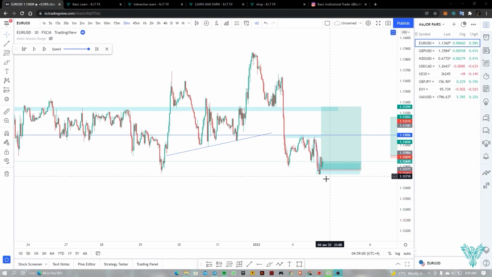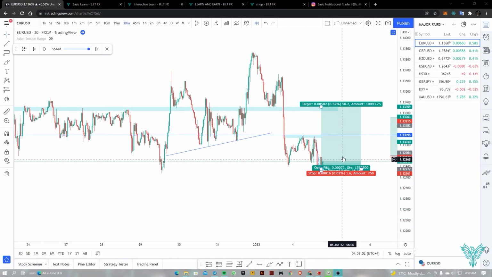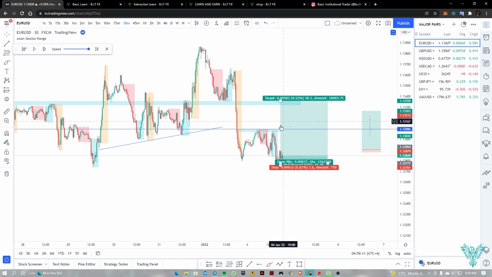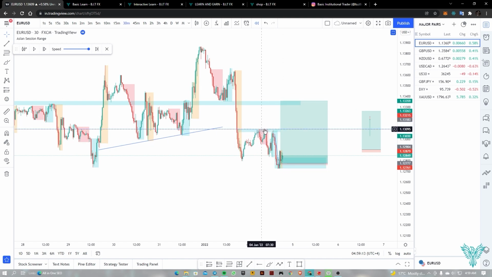Alright, so now the question comes, where do we take our partials and our profits? So firstly, what we do is we open our Asian session indicator to know where our Asian highs and our lows are. So right here we can see our Asian high is still not taken out, as well as our London high is there. So it's a cherry on top.